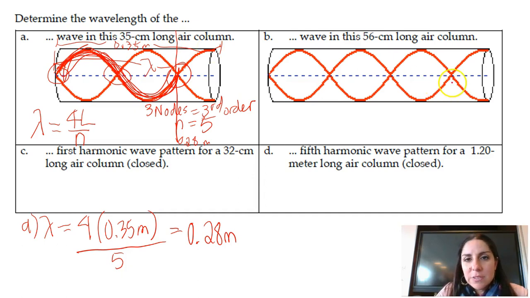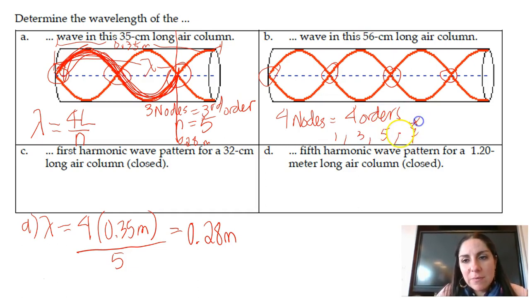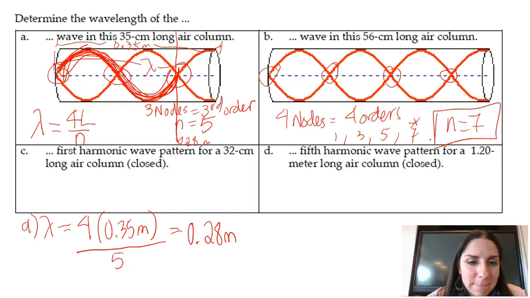Because this one's very similar, I'll just do the harmonic number. So 1, 2, 3, 4. 4 nodes equals 4 orders. So 1, 3, 5, 7. 7 is the 4th order, so N equals 7 here. So that'll be the hardest part.